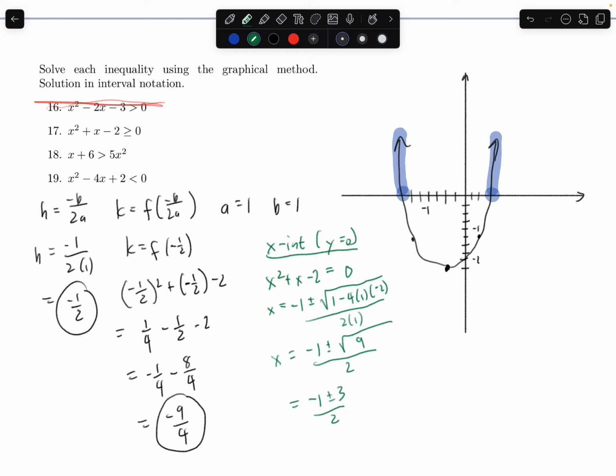And that turns out to be nice. Negative 1 minus 3 is negative 4. Negative 4 divided by 2 is negative 2. Or if I do plus 3, negative 1 plus 3 is positive 2. It turns out to be positive 1, okay? So that means this crossed. And, oh, shucks, I should have actually been able to figure that out, really. But that's okay. This crossed at positive 1 comma 0.